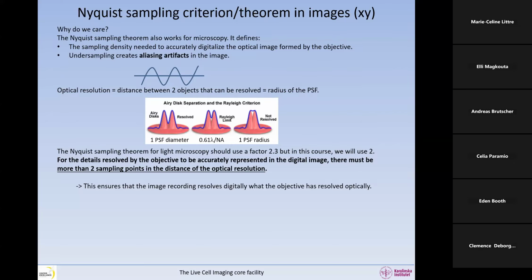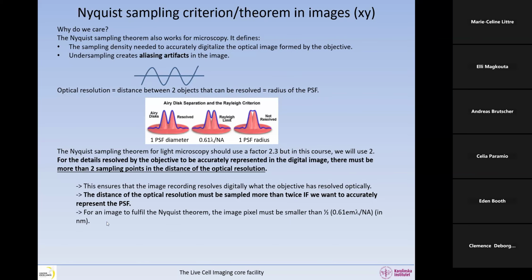It's exactly the same thing on the microscope. The resolution in the image can be limited by different things. We can get a fantastic objective, but if we are not recording the image digitally in the correct way, we are not going to get the resolution that the objective has resolved. So the distance of the optical resolution must be sampled more than twice. This is what Nyquist said, more than twice. 2 is not enough, because otherwise we can get a straight line, if we want to accurately represent the point spread function. And again, we will see in which cases it's okay not to accurately represent the point spread function. It's always a question of choice in microscopy.